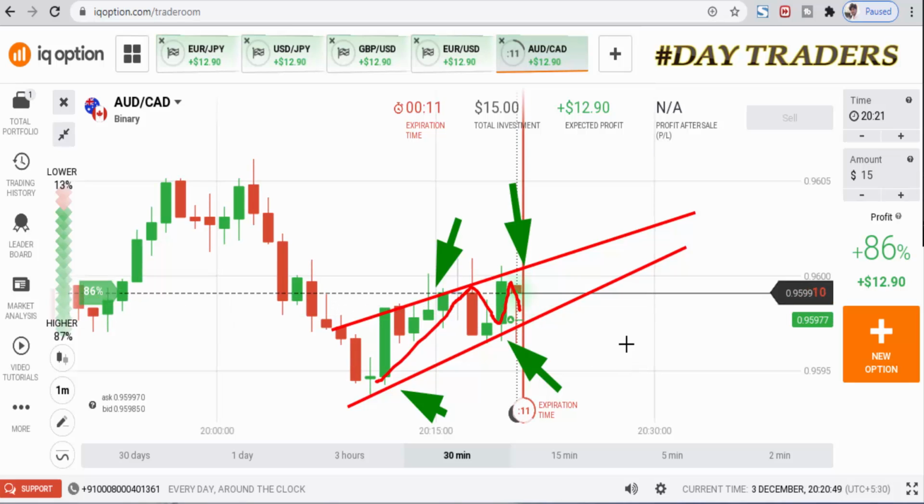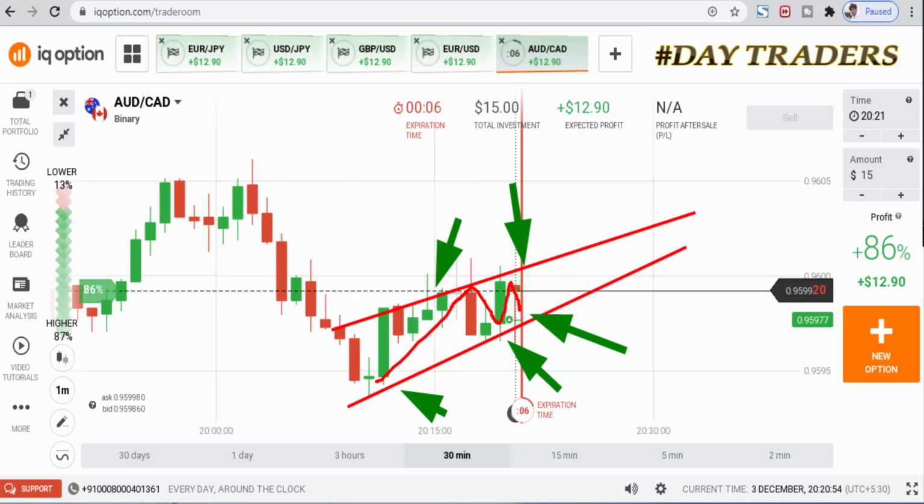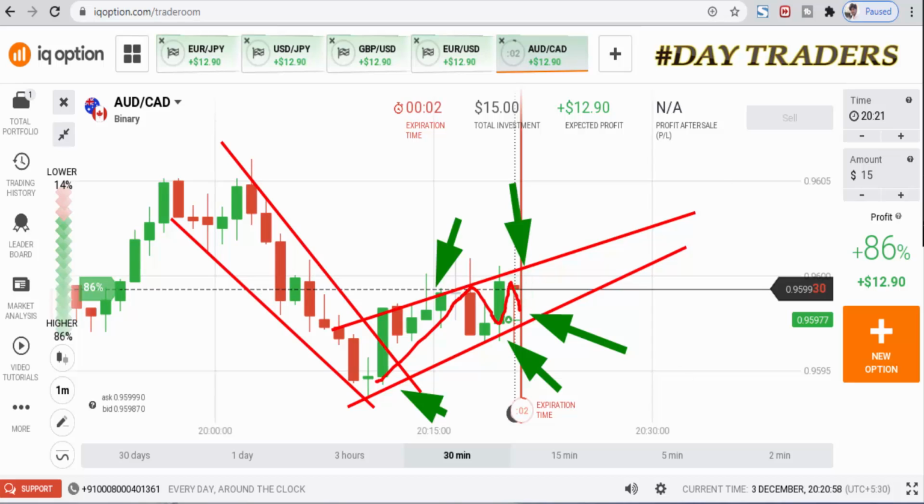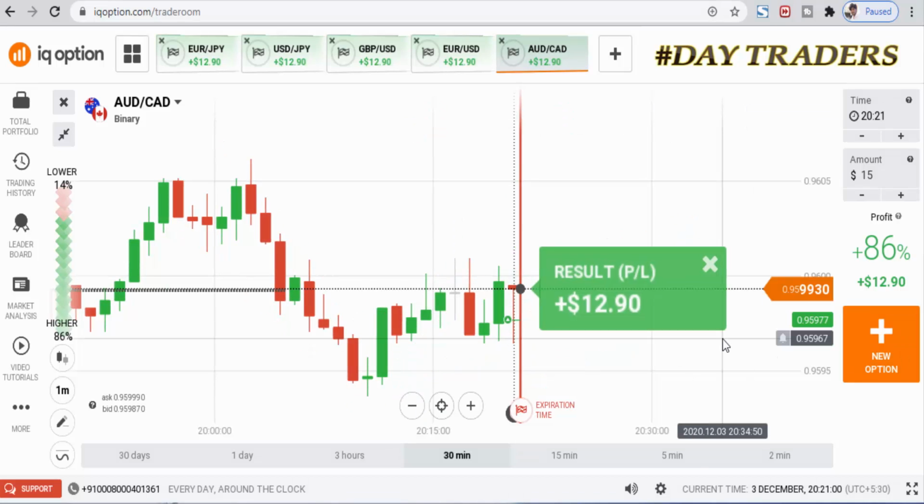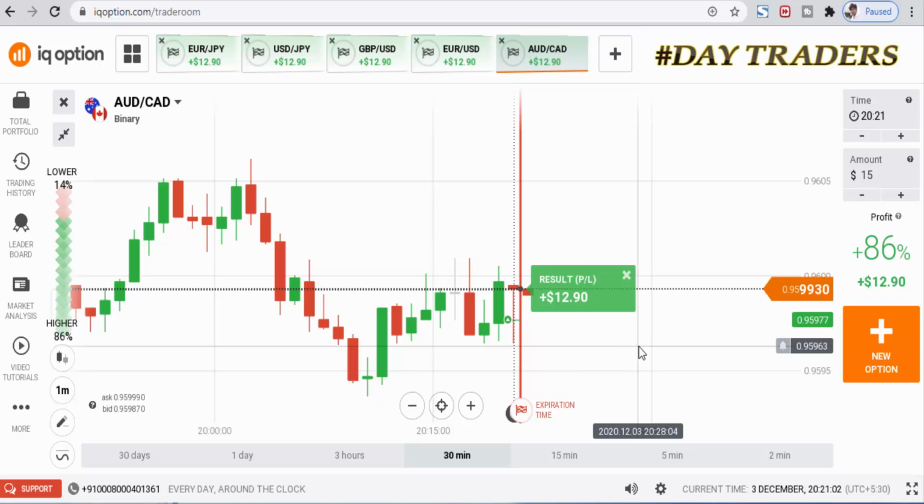Okay, it's going to make a rejection. So first we have to identify the direction. After that you can place a trade. And this is also a winning trade. Okay, I placed 5 trades, all are winning trades.